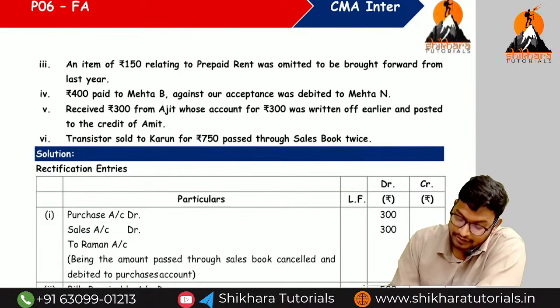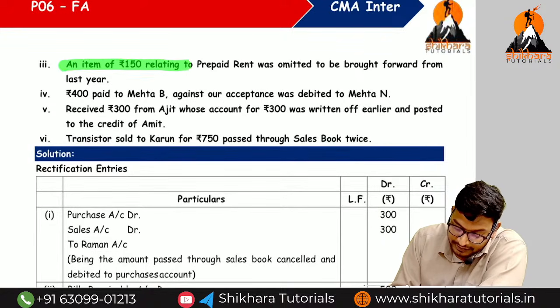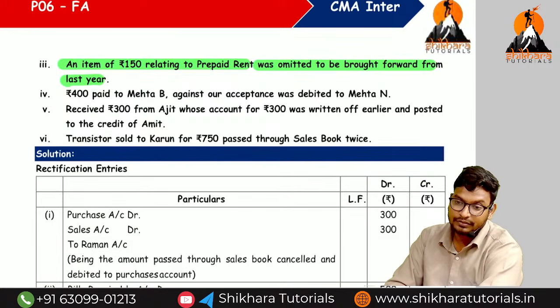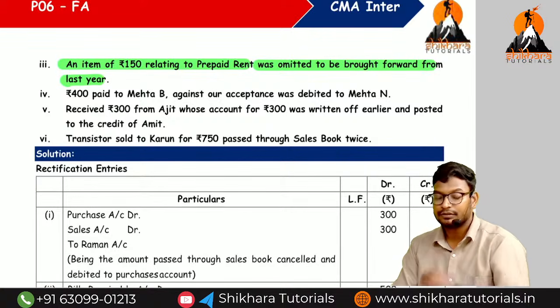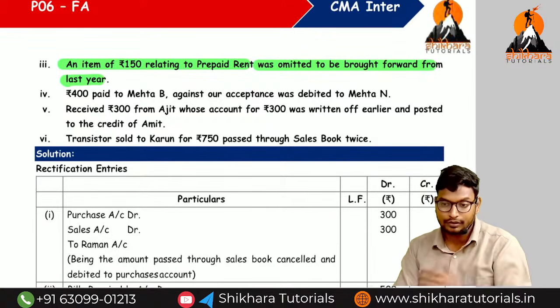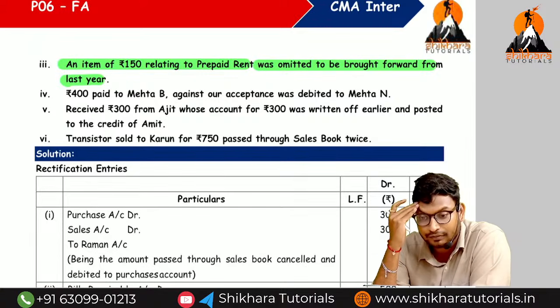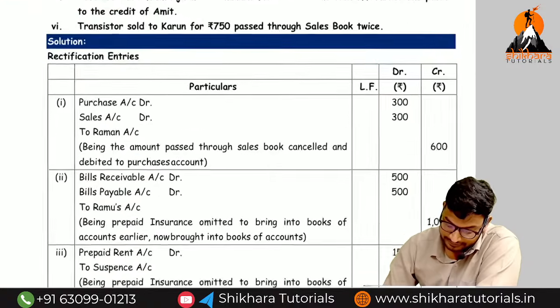See this one very carefully. First is the right one, second one is the wrong one. An item of rupees 150 related to the prepaid rent was omitted to be brought forward from the last year. So an item of rupees how much? 150 rupees of the prepaid was omitted to be brought forward from the last year. So prepaid was not brought forward from the last year. Okay, what we need to do now? We are going to bring it forward, but will the balance be the same or different? Different. So here see this one.